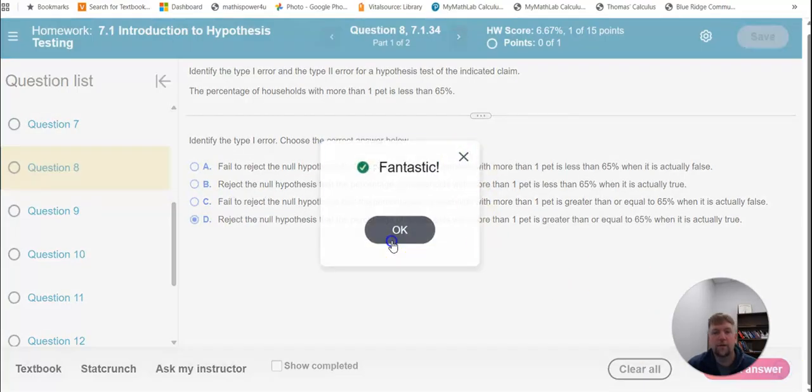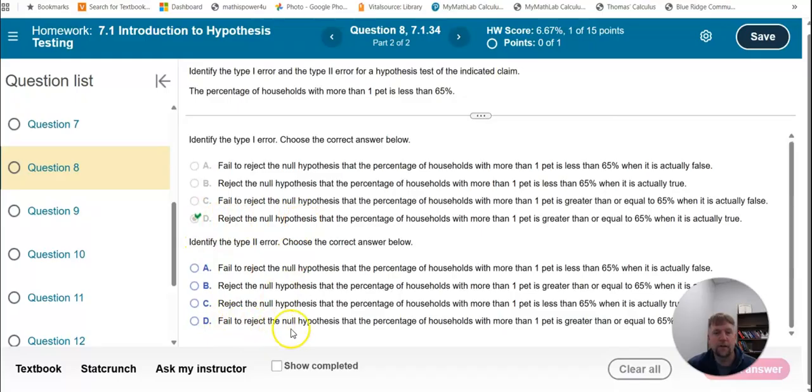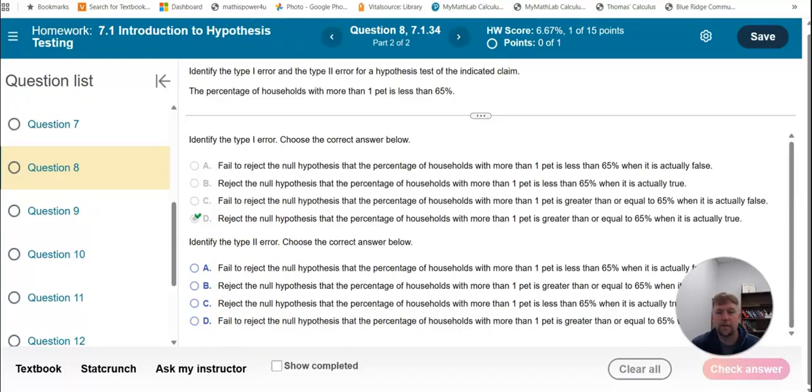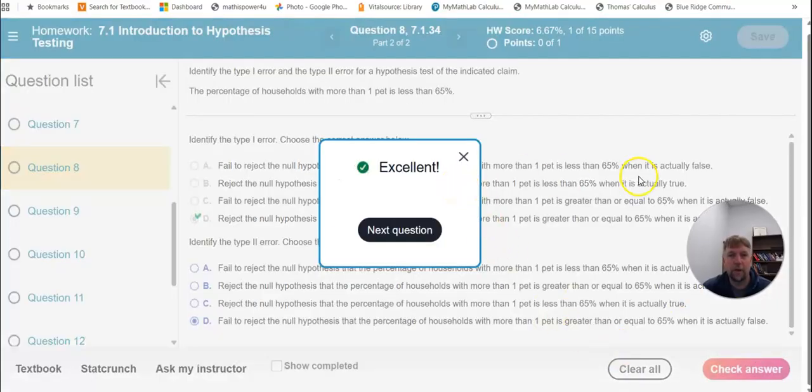All right, type 2 error would be, again, the other way around. We fail to reject the null hypothesis when it was actually false. That's the type 2 error. Okay, so type 1 is rejecting a true null hypothesis. Type 2 is failing to reject a false null hypothesis.